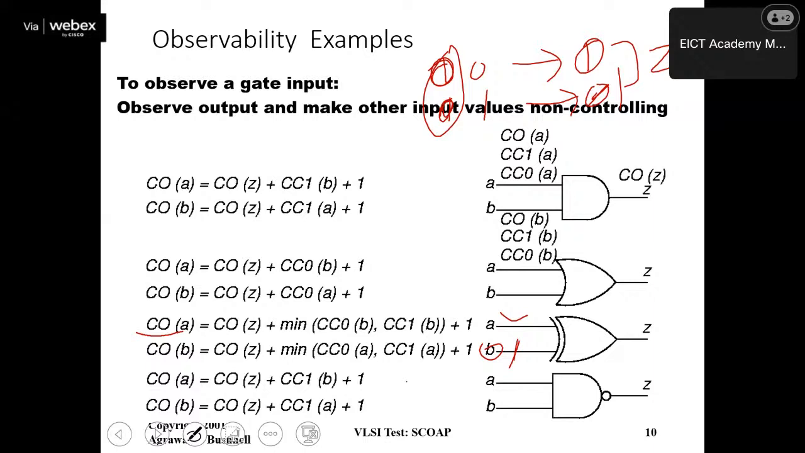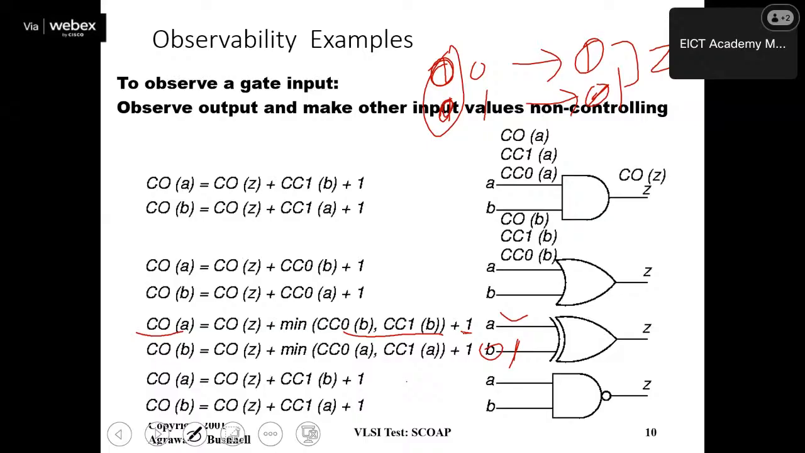So how do I find out the observability of A? I am free to choose 0 or 1 at B, right? So I will take the minimum of either CC0 or CC1, and then I will add plus 1. Why are we going to take the minimum? Because our job is to keep it as low as possible. From infinity, our job is to bring it towards 1 or 0. That is our goal.